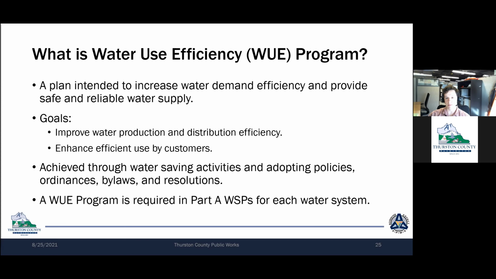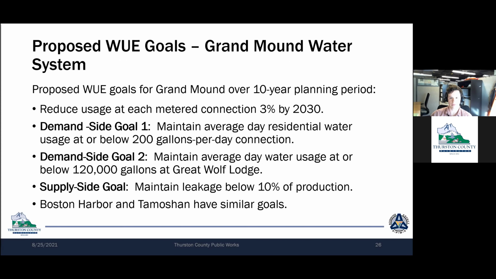A water use efficiency program is required in the Part A water system plan and should include each water system owned by the county. The water use efficiency program must include goals for each water system. This is where we are requesting your feedback. Please use the Q&A feature to provide us with your feedback.